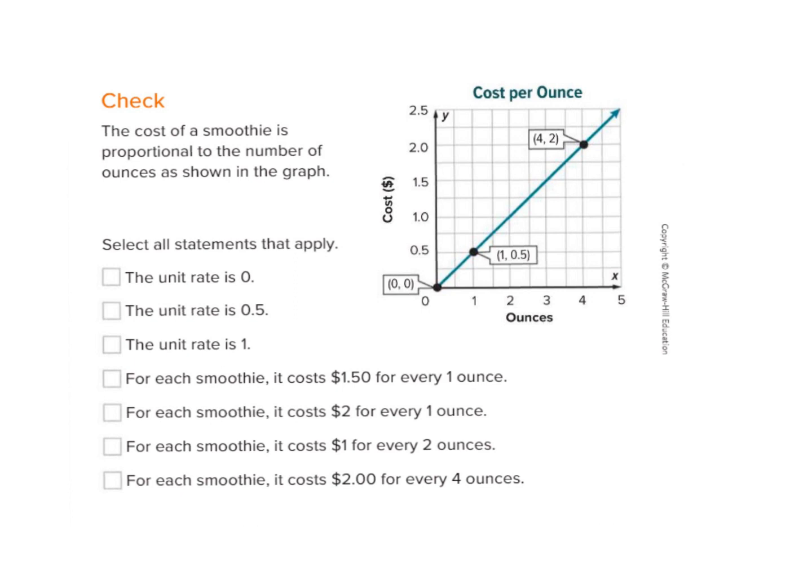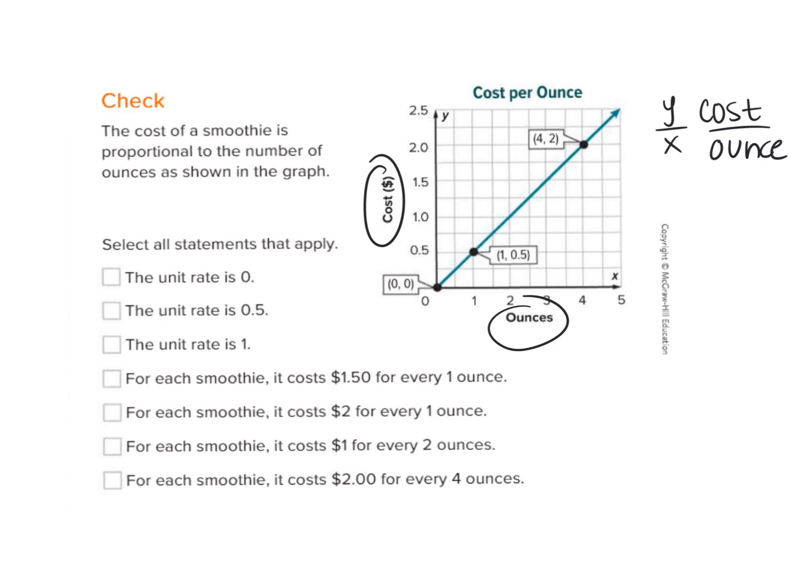All right, it says the cost of a smoothie is proportional to the number of ounces as shown in the graph. So first thing I always just kind of look at is, remember, it's the y per x. So it's always this per this. So I already know it's going to be the cost per ounce. That's what I'm kind of looking at. I want to know what is the cost per ounce.